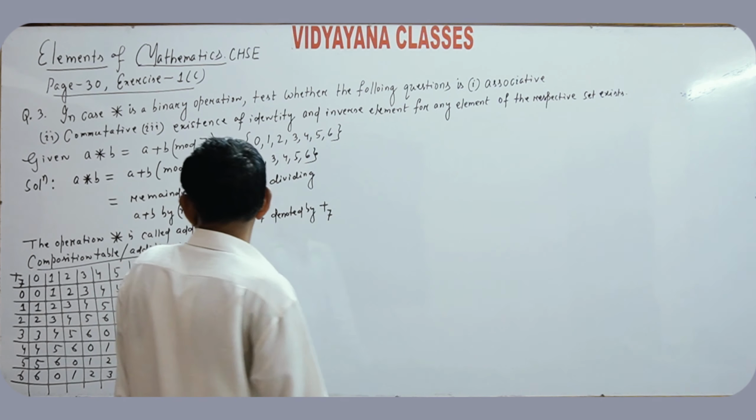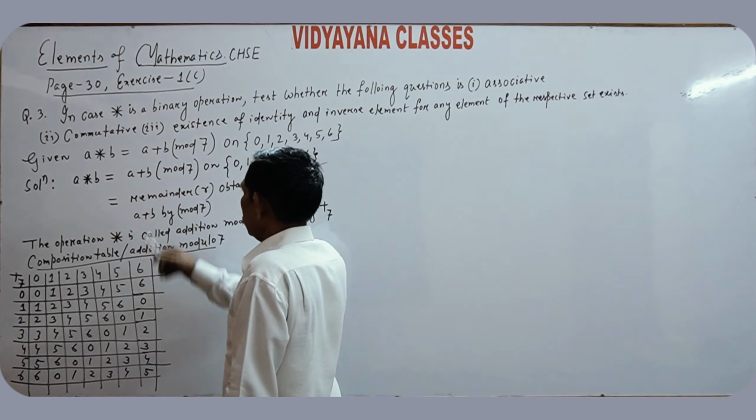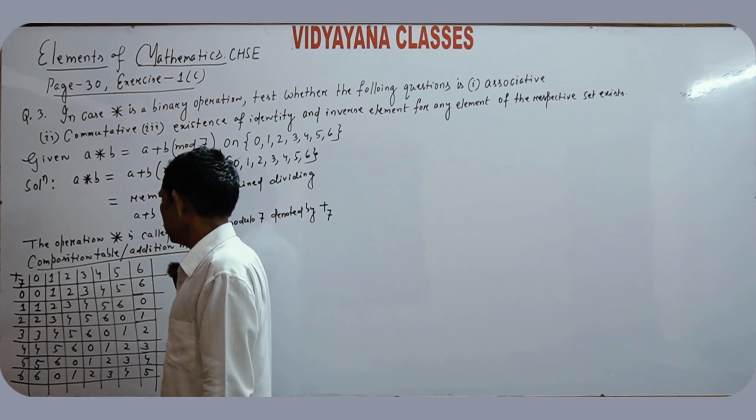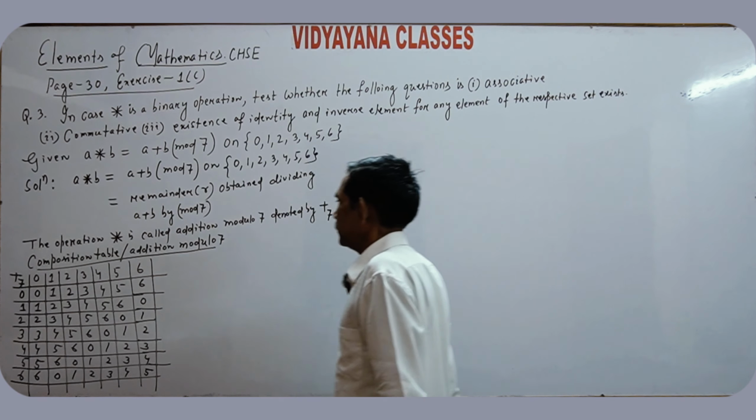Clear? A plus B modulo 7. The binary operation is called addition modulo 7, which gives the result.